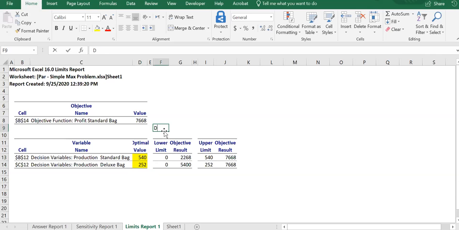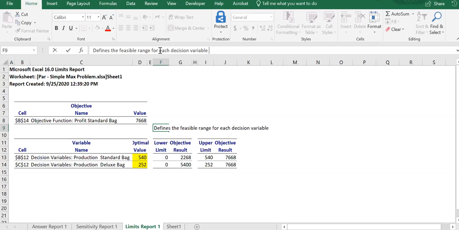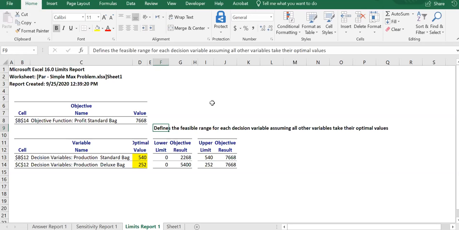So it defines the feasible range for each decision variable, assuming all other variables take their optimal values.